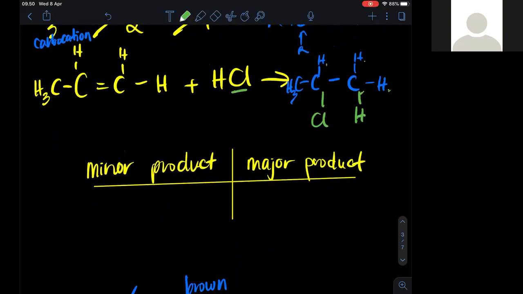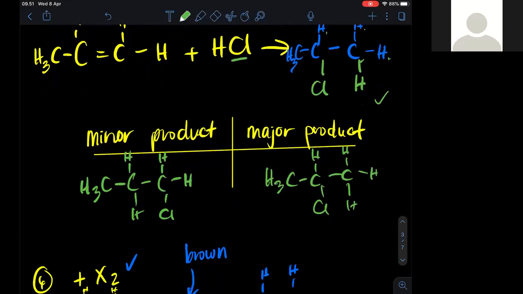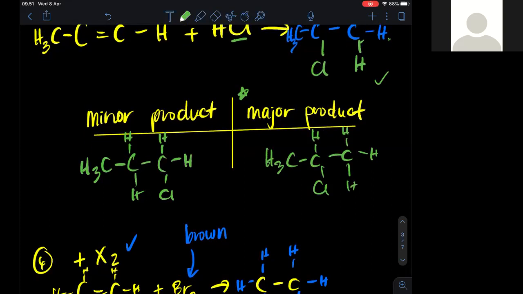So for the minor product and the major product, this is going to be your major product. The major product is going to be this molecule. And then the minor product is the other way around: if you have the H coming over here, Cl going there. I want you to remember this: major product and minor product. The major product follows the Markovnikov rule, because the tertiary carbocation is more stable compared to secondary and primary carbocation and so on.